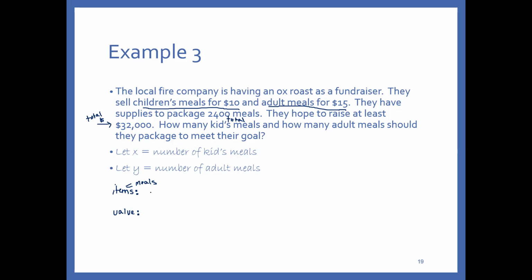So some of those are going to be kids' meals, so X. Some of those are adult meals, so plus Y is 2,400 meals total. And then the second part of it is the value. And so the value is the money in this case, because each of those meals costs some money. So X was our kids' meals, and they cost $10 a meal, so 10X. Y was our adult meals, they cost $15 a meal, so 15Y. And the value of all those meals, we're hoping to raise $32,000.